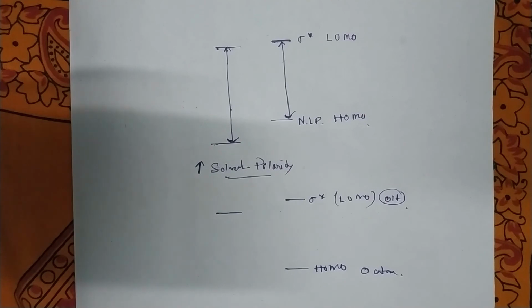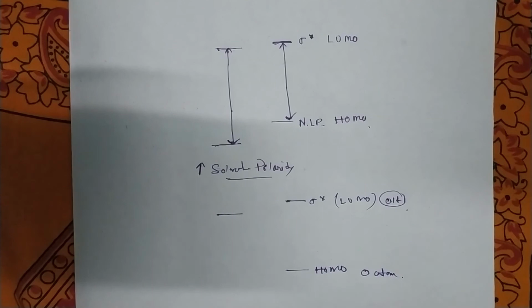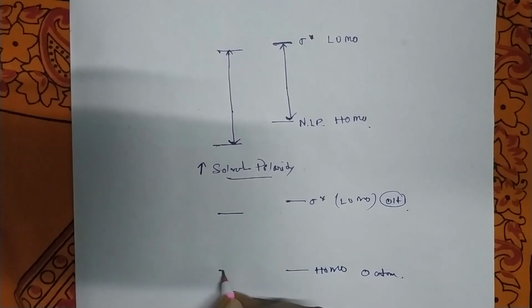This is the actual thing, and this is the obvious thing, that the energy level will not be stabilized that much, or we can consider it to be identical to the previous one. So now we can see that the energy gap between those orbitals is reduced.